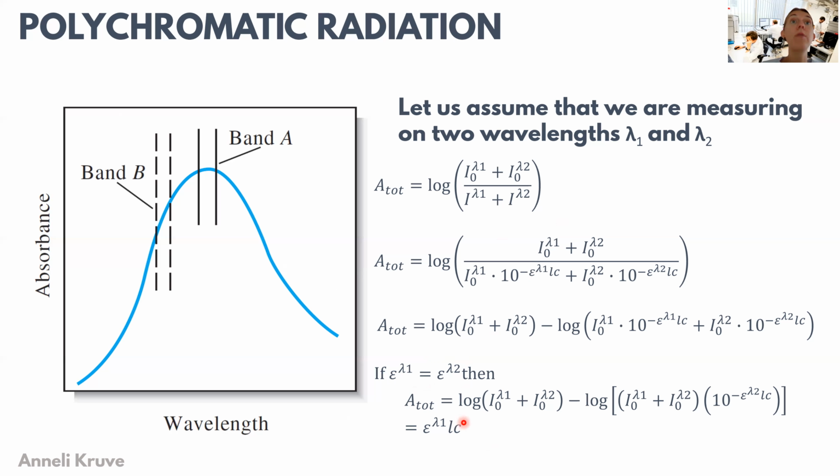And now when we look here in the band B and band A, then we of course see that this is rather true for the band A. So at the maximum, if we are slicing out a tiny range of wavelengths, then the molar absorption coefficients for these wavelengths are much closer to each other than they are here at the slope of the UV-Vis spectra.